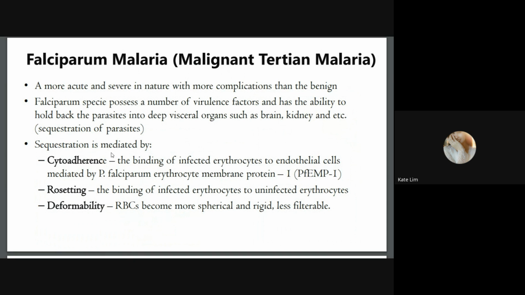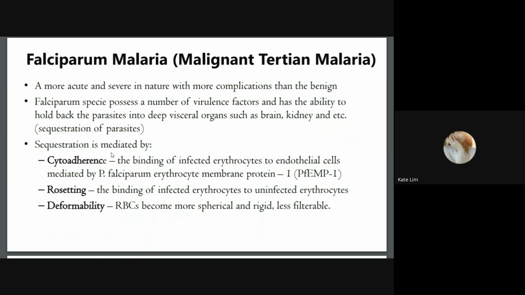And finally, we have here the deformability. This actually refers to the change in the shape of the infected RBCs, deform. So there's actually a change of the infected RBCs. Normally, in your anatomy and physiology, RBCs are flexible. If RBCs are flexible, it allows them to squeeze through tiny capillaries. However, in Plasmodium falciparum infections, the infected RBCs become more rigid and spherical, so solid, rigid.